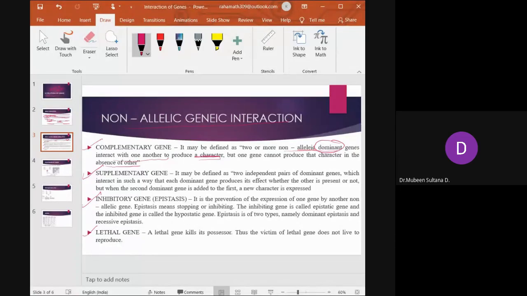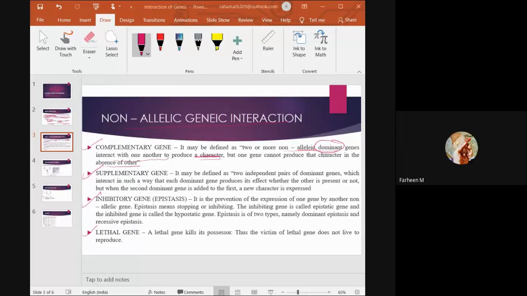Do you all understand, ma'am? Yes, ma'am. Asma, can you tell me what is complementary gene? Asma? Aishwarya? Aishwarya, can you hear me? Farheen? Farheen, what is complementary gene?